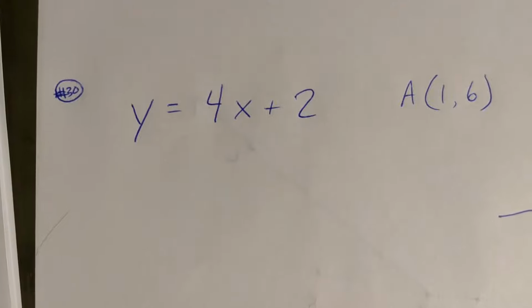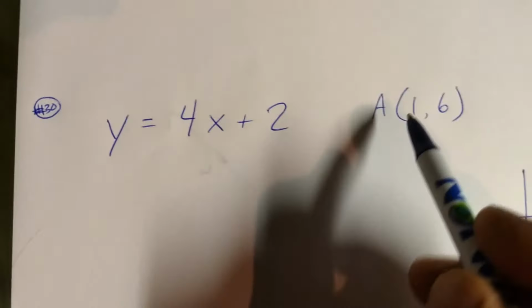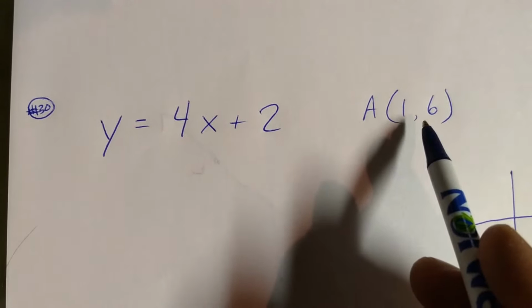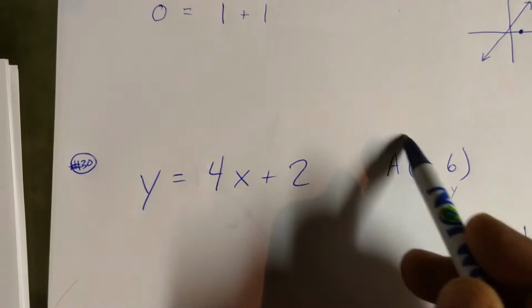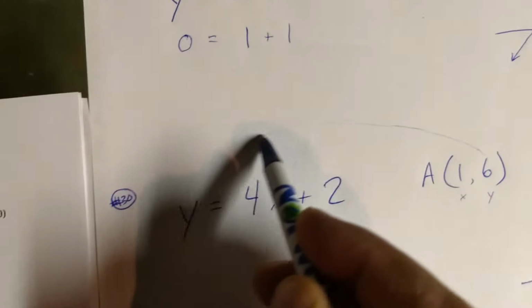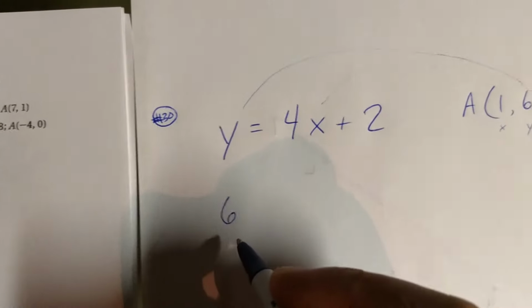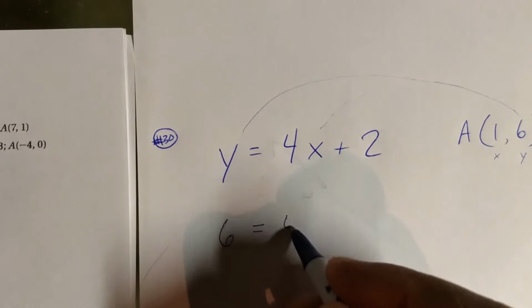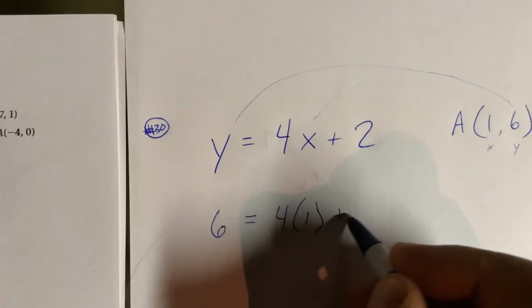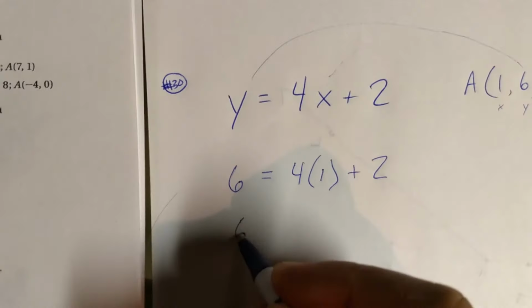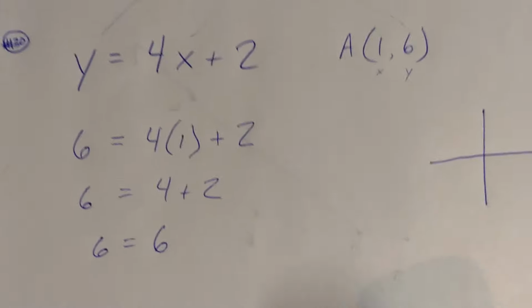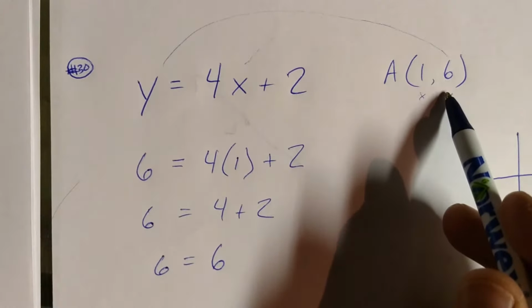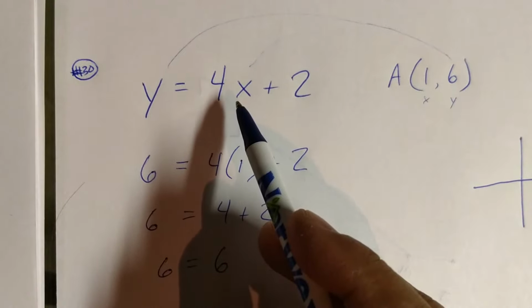This is number 30. Same thing from page 7 in your textbook. If we plug this point, 1, 6, into the equation, this is our x value, this is our y value, and so 1 would go in here, 6 would go in here. The new equation that I'd be trying to figure out if it's true would be 6 equals 4 times x, which was 1, plus 2, and 6 really does equal 4 plus 2. 6 equals 6. And so we would say that point A, 1, 6, really is on this line because the substitution works.